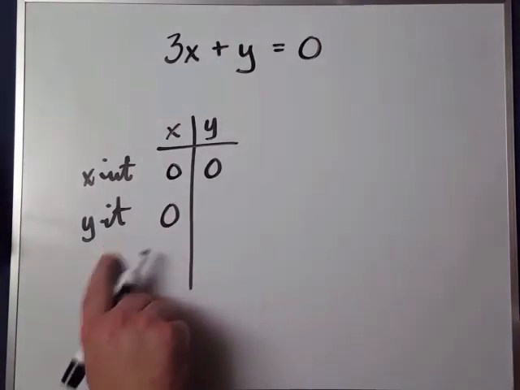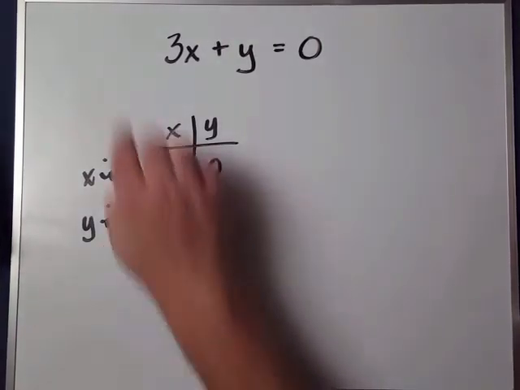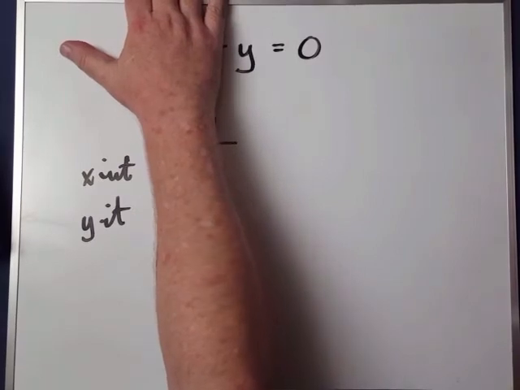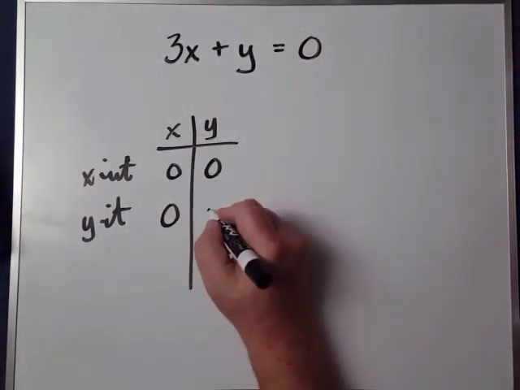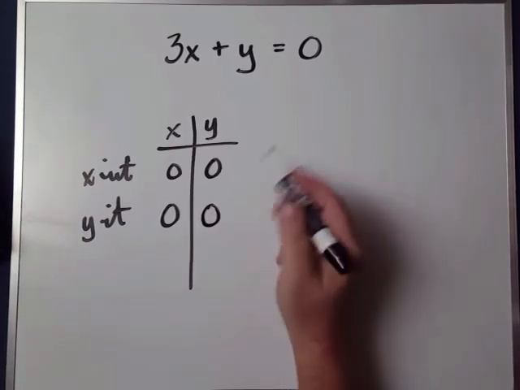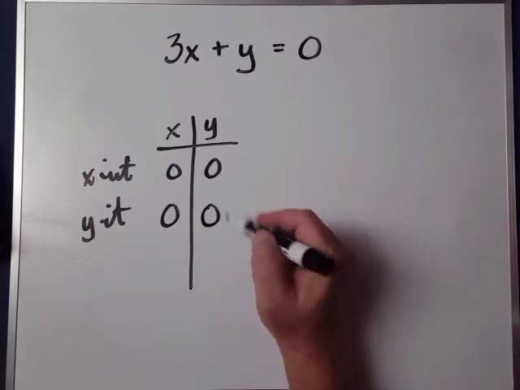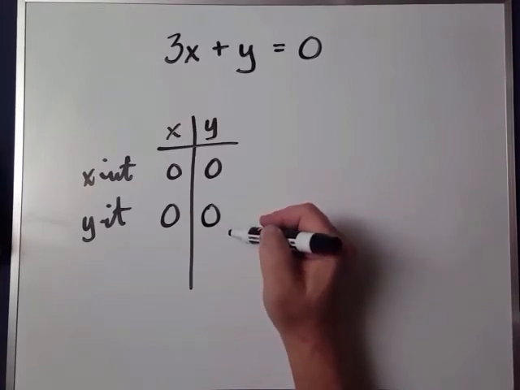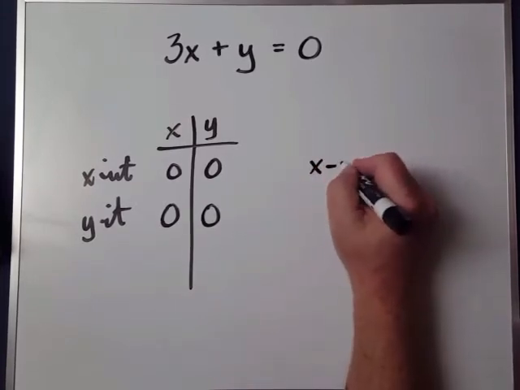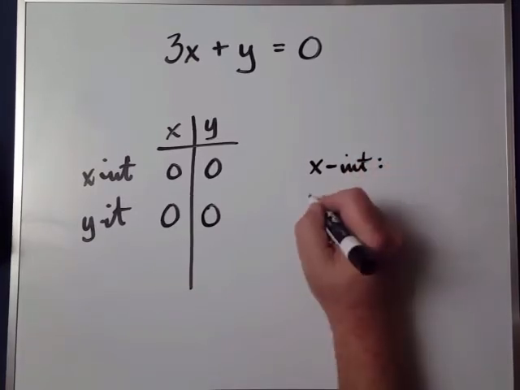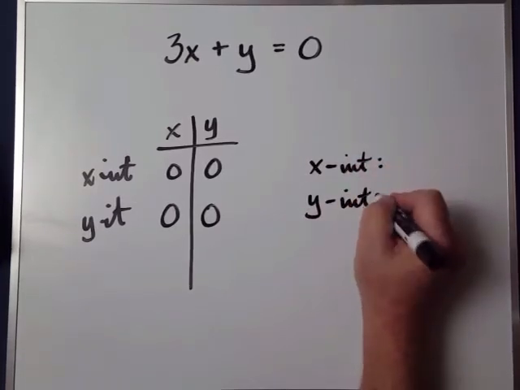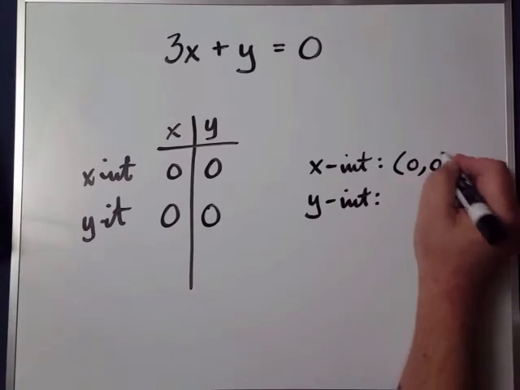And when I find my y-intercept, letting x equal 0, this term disappears. And that's very straightforward. Y equals 0. So this line passes through the origin. This line passes through the origin, and the x and y intercepts are both the same point, the point 0, 0.